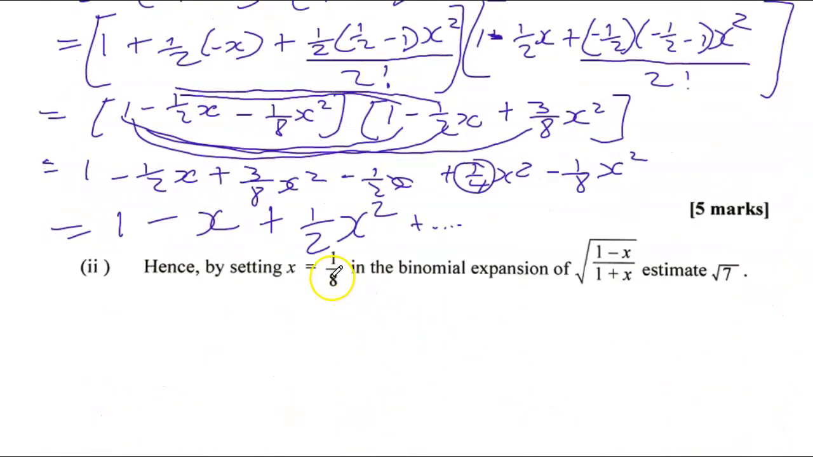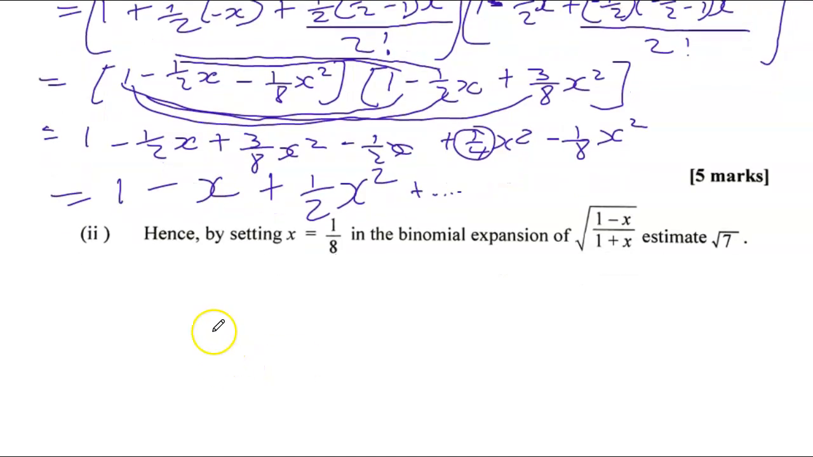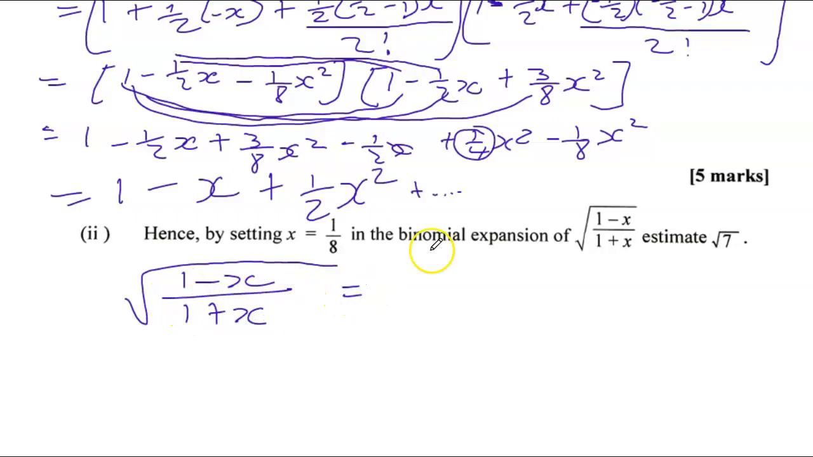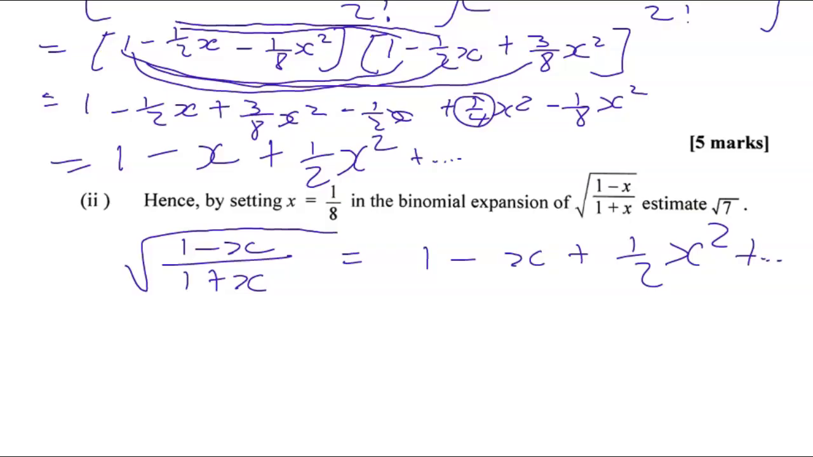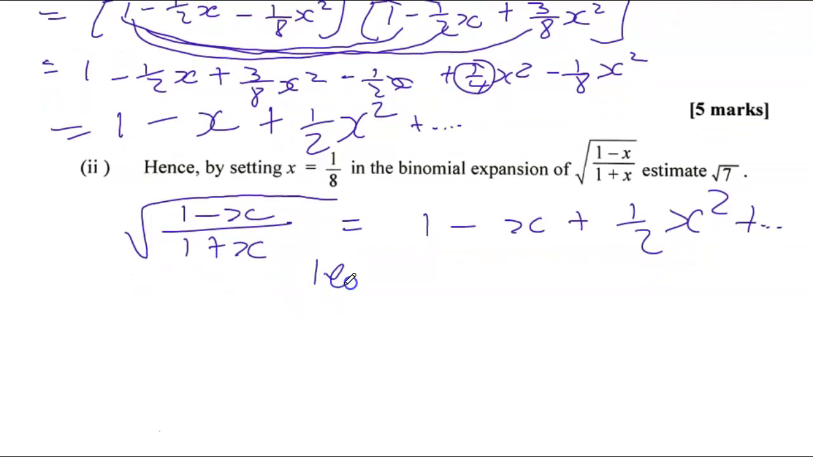Hence, by setting x equal to 1/8 in the binomial expansion of what we just did, estimate root 7. We just showed that the square root of 1 minus x over 1 plus x is approximately equal to 1 minus x plus half x squared, going up to the highest power of 2. So let's replace x with 1/8 now. Let x be equal to 1/8.